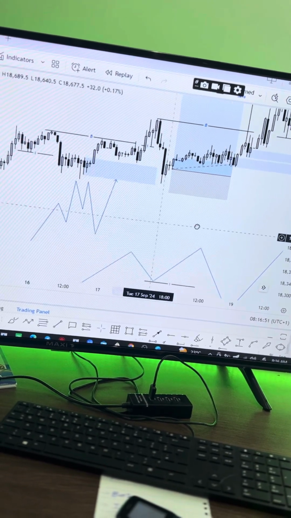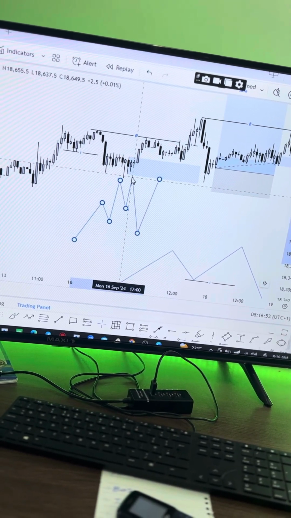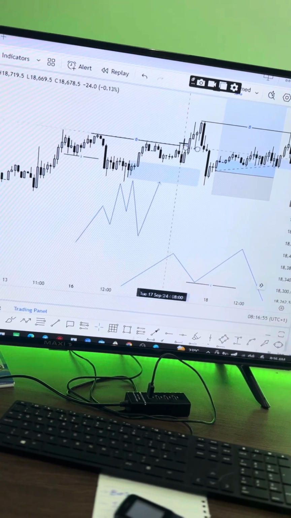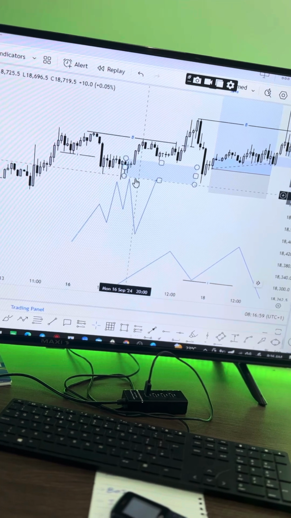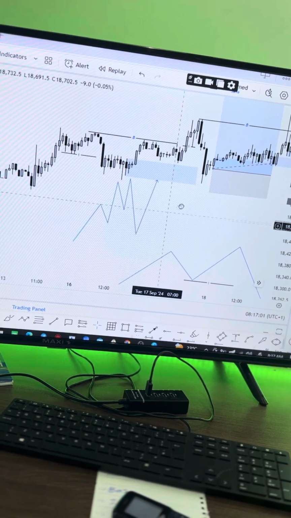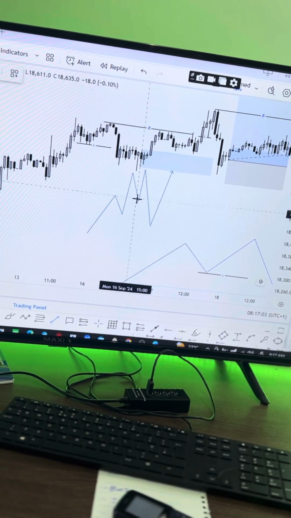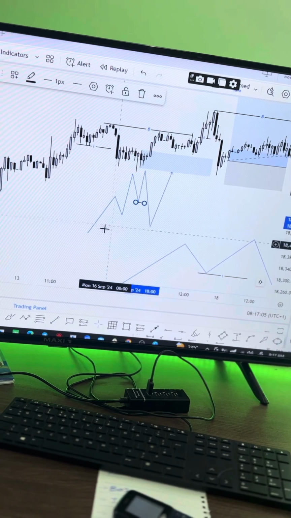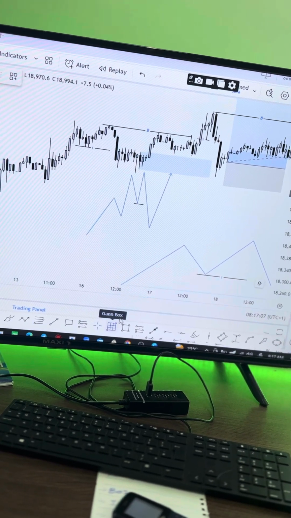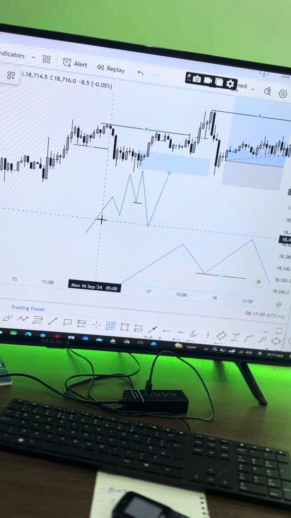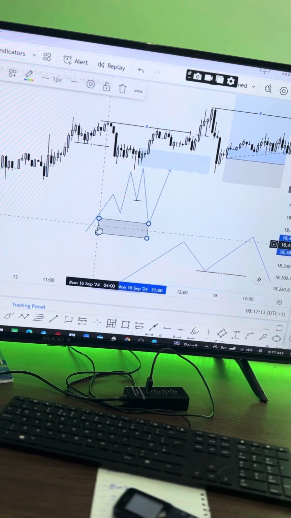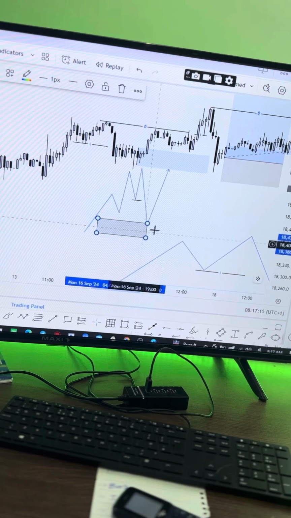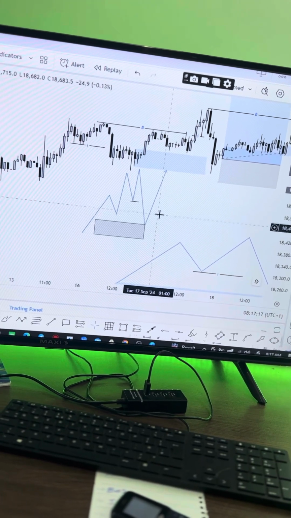This is what we have here. Systematically it's supposed to be like this. But you might not be able to see it on camera because the high was a little bit small. So this was our inducement. Then you look out for your entry model here and your POI here, if you have a valid POI here. So that's exactly what I did here.